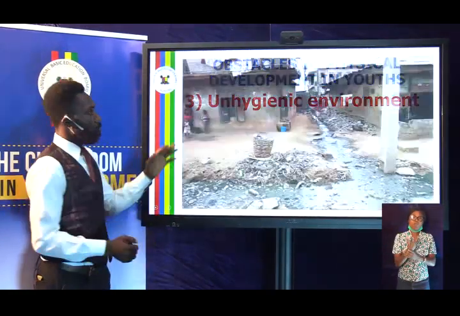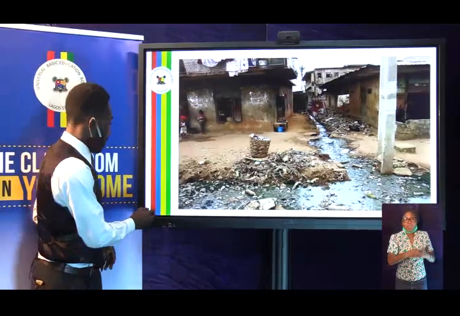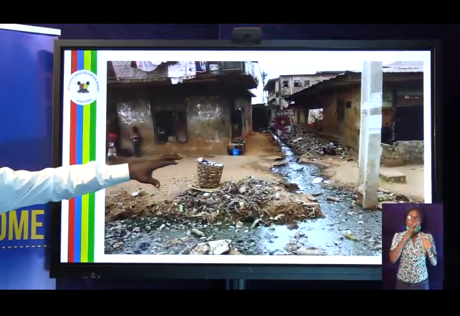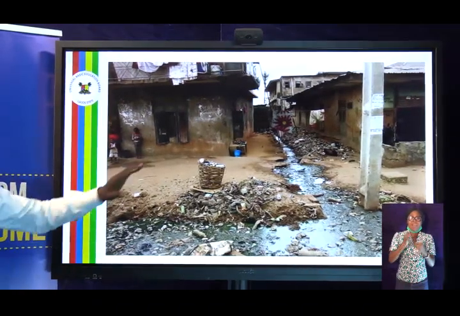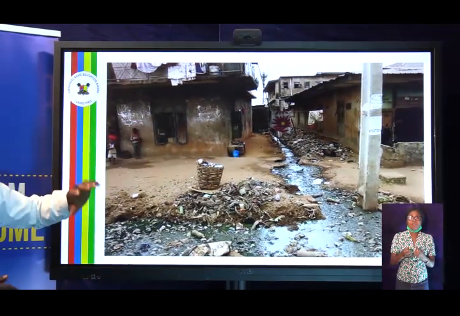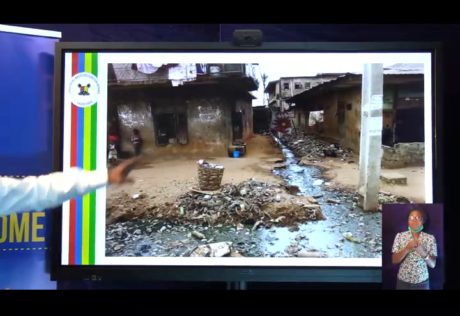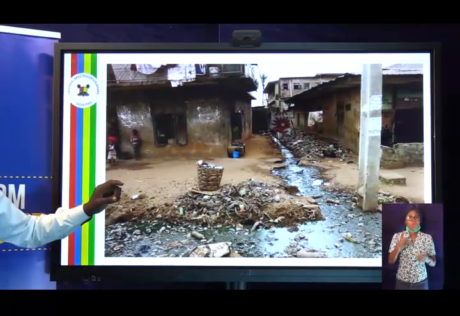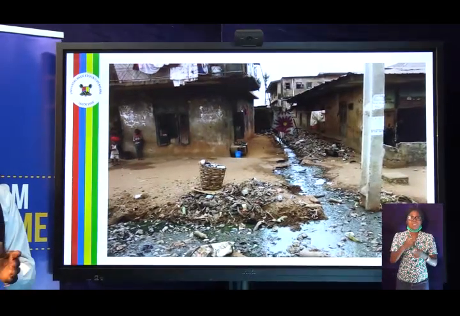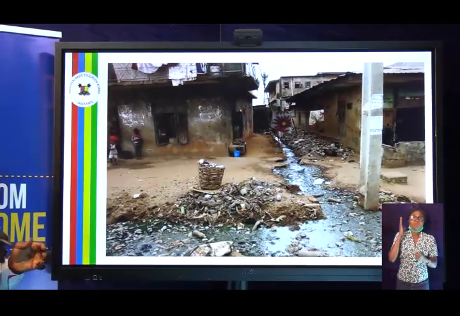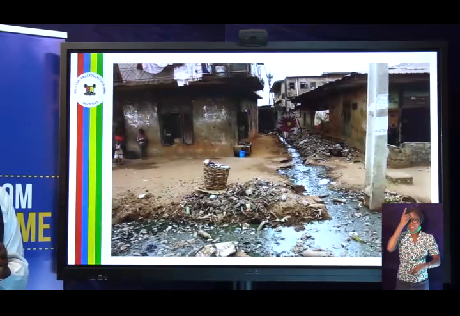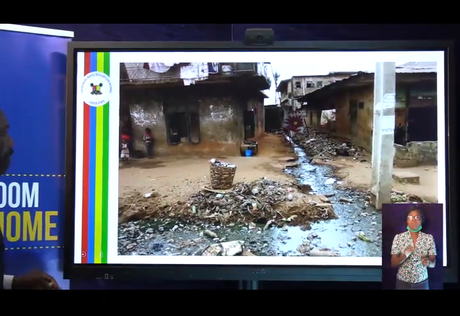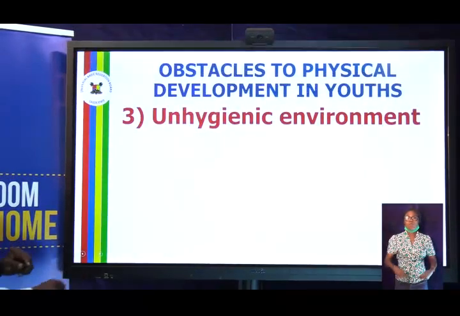Next one is unhygienic environment. Looking at this picture, you will see that this environment is not hygienic, and anybody living here may likely be affected with diseases. And when you're affected with diseases, the growth will be affected. So that's another obstacle to physical development in youth, unhygienic environment.